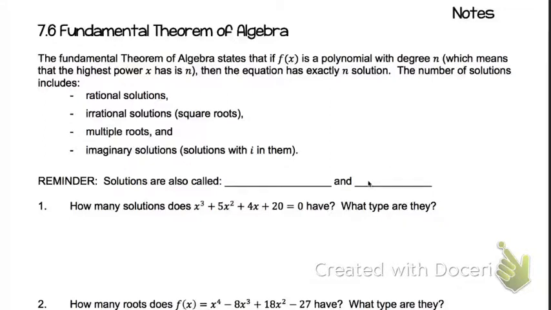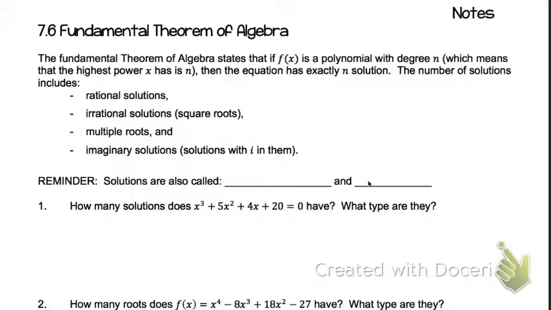Okay, 7.6, fundamental theorem of algebra. That makes you sound really fancy. But essentially, all that is just solving for roots or solving for x-intercepts when you're given a polynomial. And so there are different kinds of solutions, which we've already touched on a little bit.